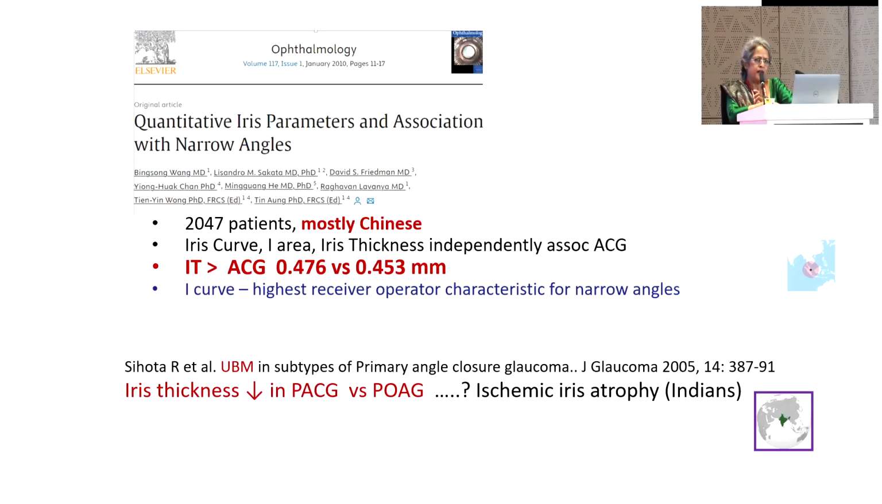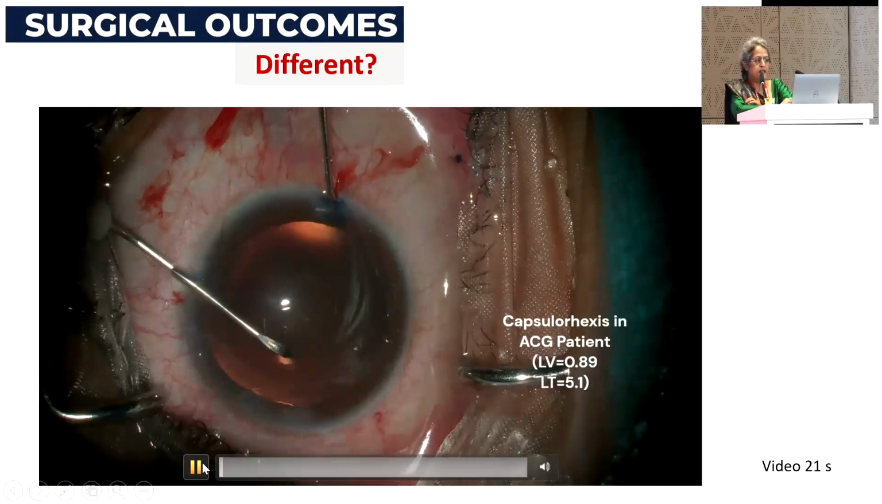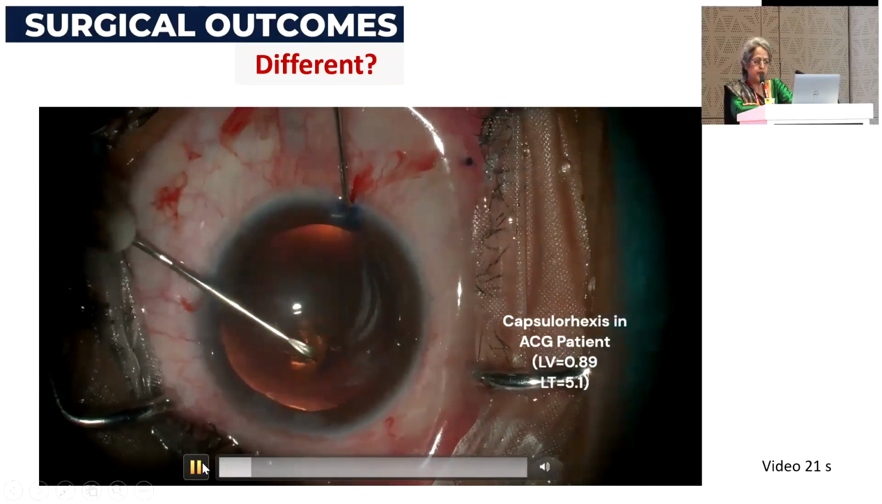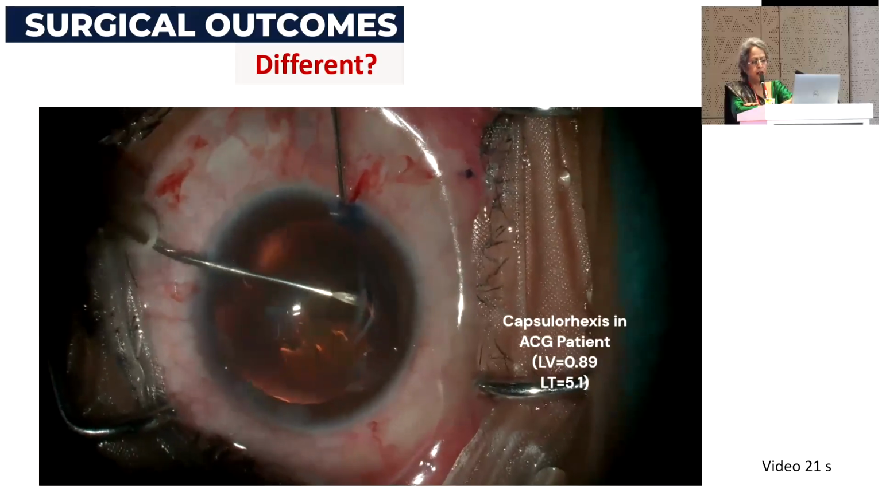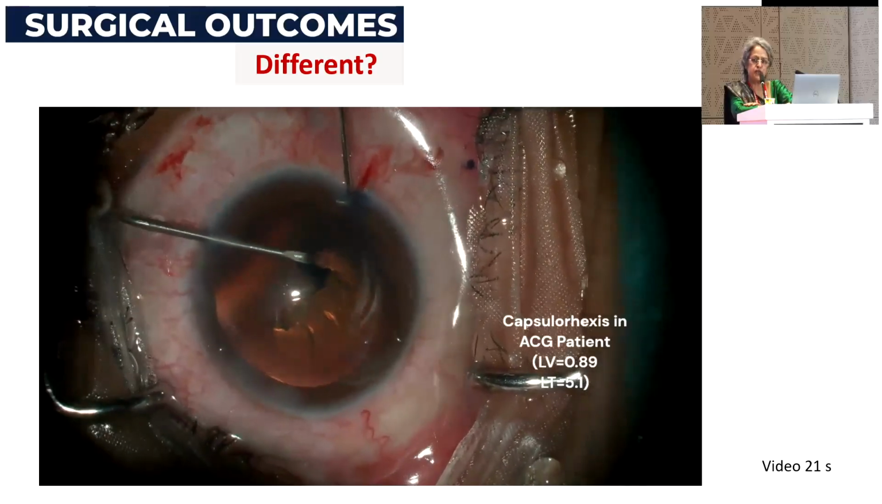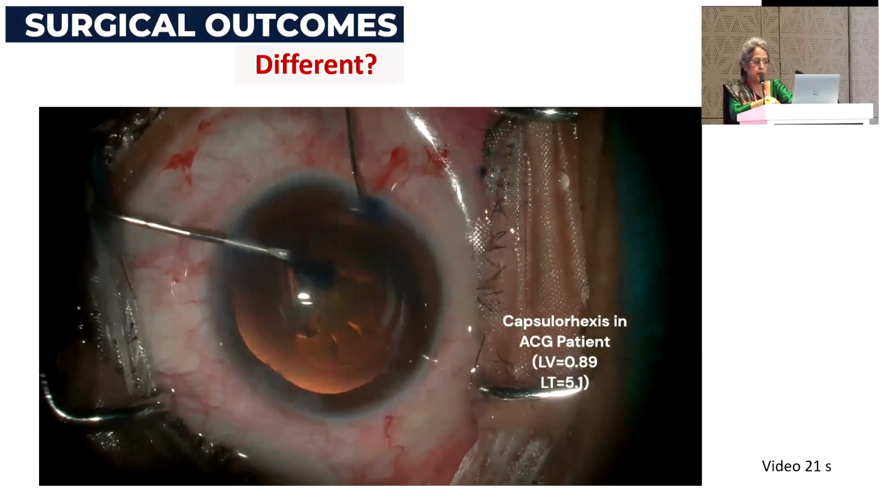So going back, in Asia itself, if you are looking at Chinese and Malays, you are finding that the iris curve and the iris thickness is more. If you are looking at Indian eyes, the iris thickness is less. And how does it matter to all this? Because the surgical outcomes are different. Like you can see now, this is a volcano configuration, and the capsular rhexis in an ACG patient is a different ball game vis-a-vis in an open angle glaucoma patient.